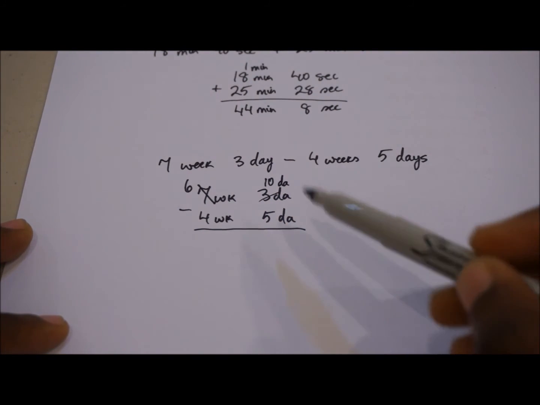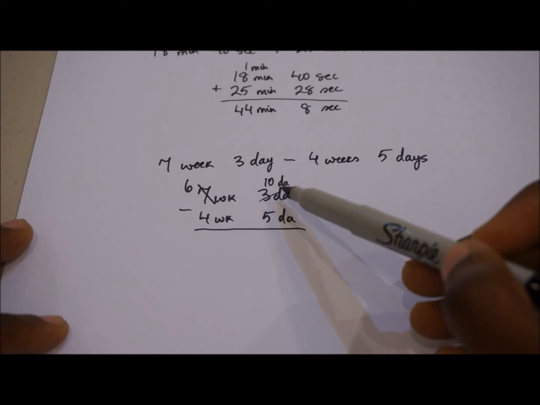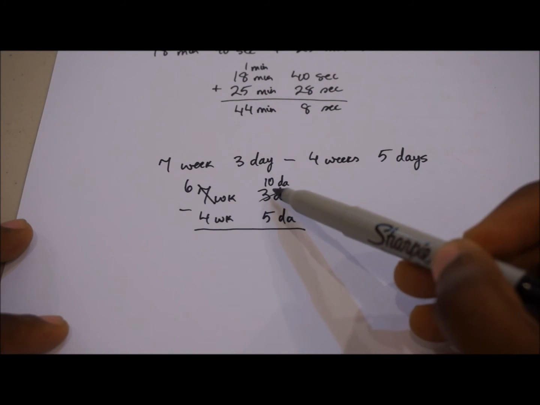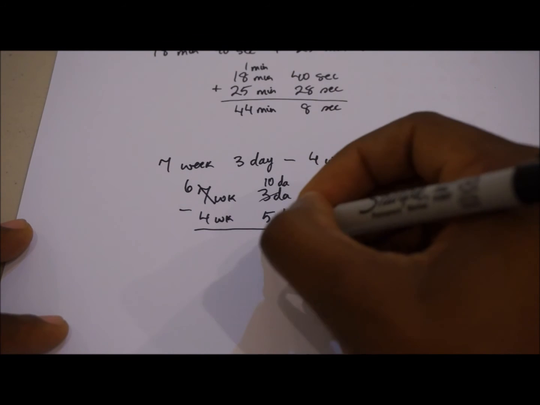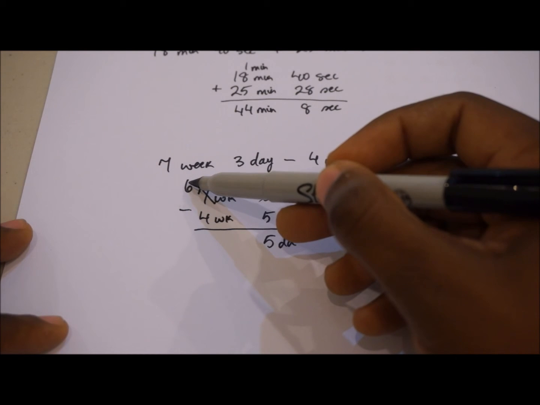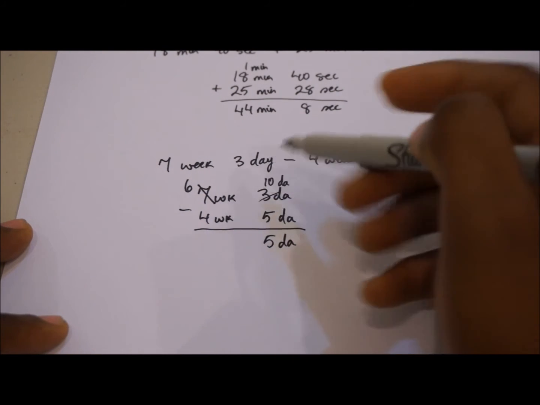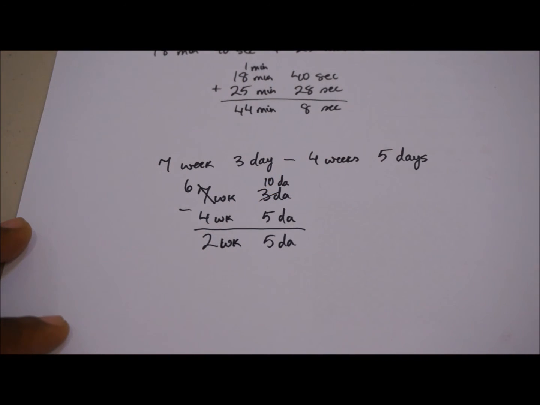Once again, notice what happens. If you borrow a week, when the week comes over to the days column, that week will change into 7 days. The 7 days must combine with the 3 days that you had, and in total now you have 10 days. Now I can go ahead and subtract. 10 days minus 5 days give me 5 days. And 6 weeks minus 4 weeks give me 2 weeks. So we can perform operations where we are adding and subtracting units of measurements.